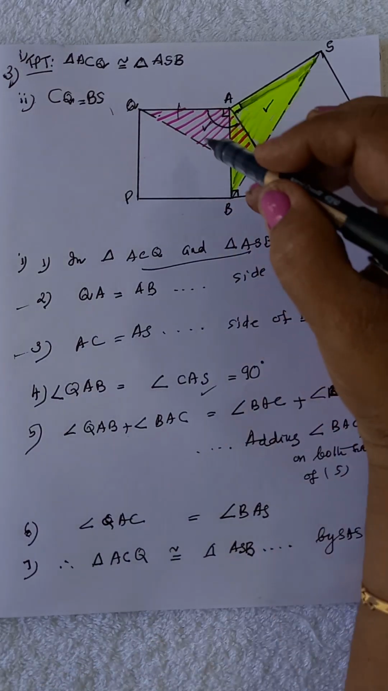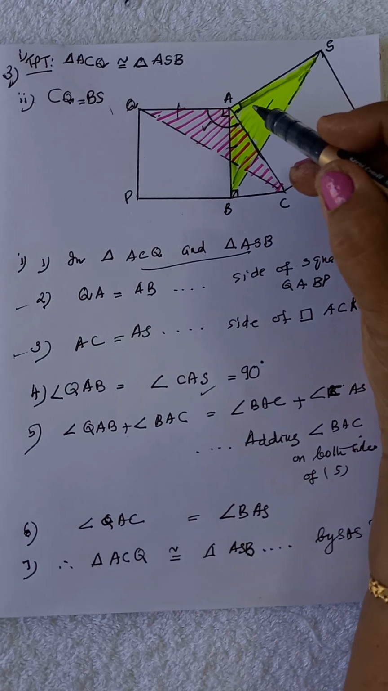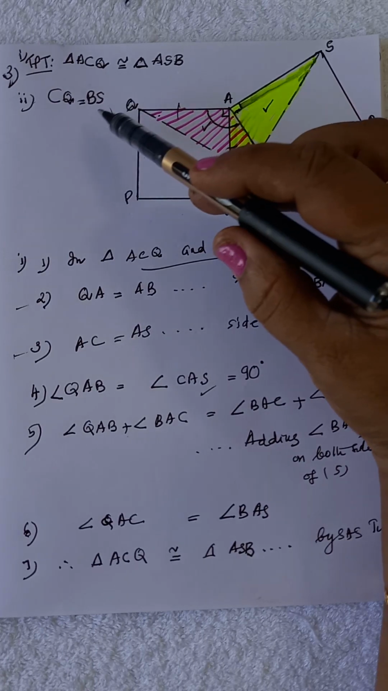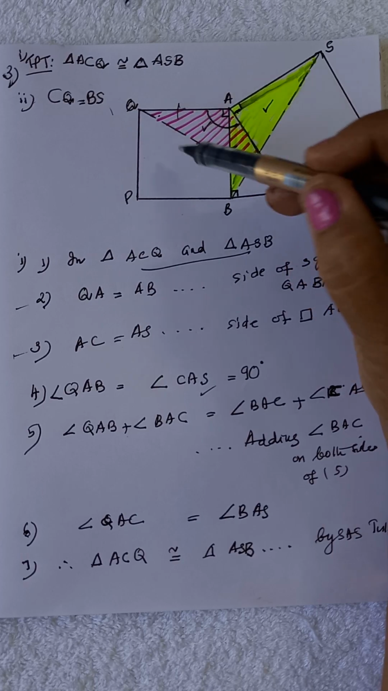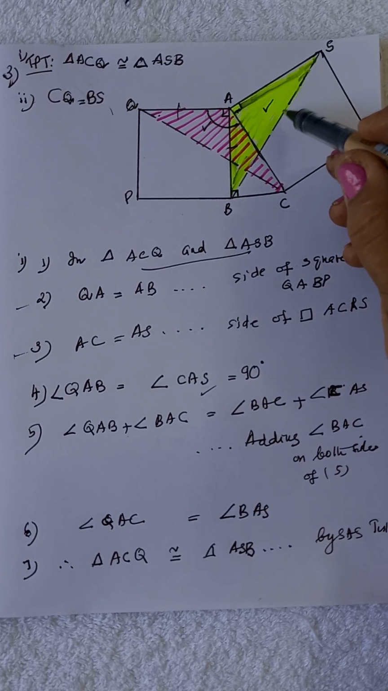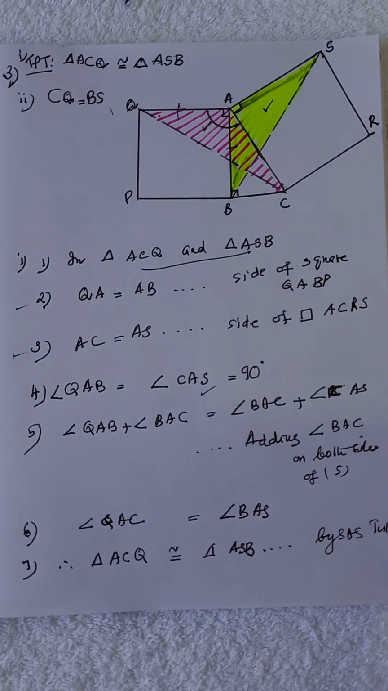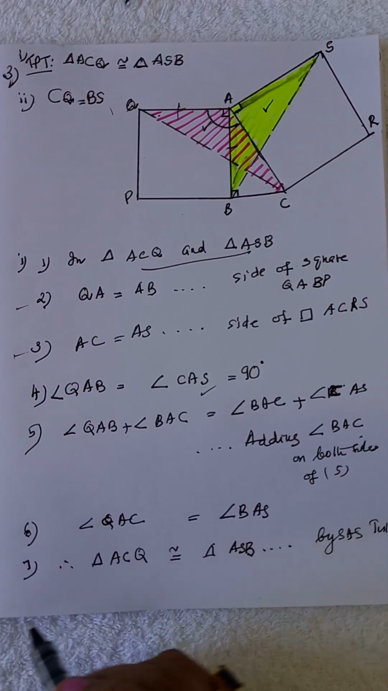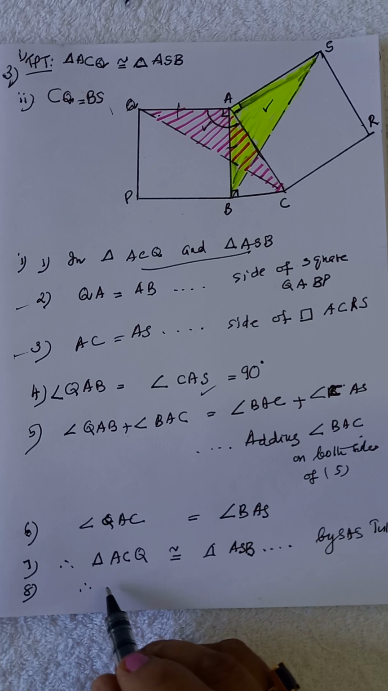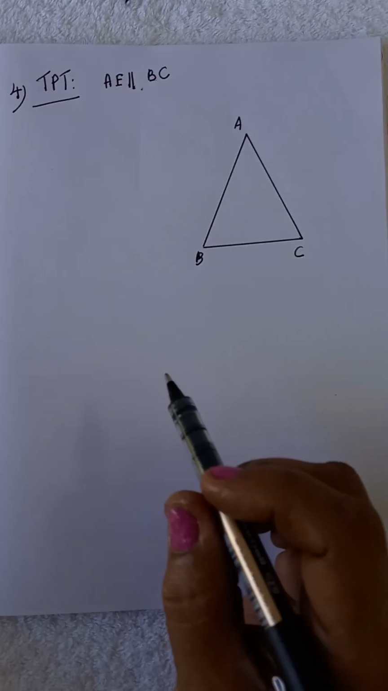Now again, these two triangles are congruent, which means their corresponding sides and corresponding angles are also congruent, that is, they are equal. So easily we can arrive at the second part of this question, that is CQ, one side of the first triangle, and BS, one side of the second triangle. So we can say that CQ is equal to BS. That is the second part of the question. By CPCTC. So eighth point is, therefore, CQ is equal to BS. Reason is CPCTC.